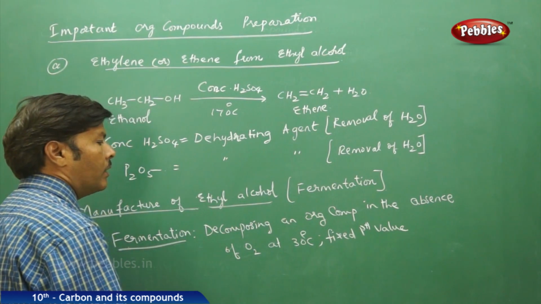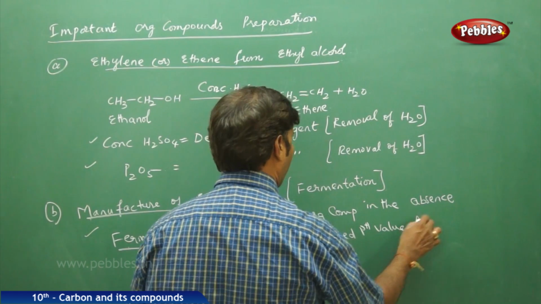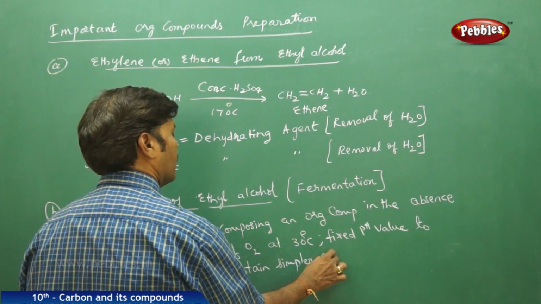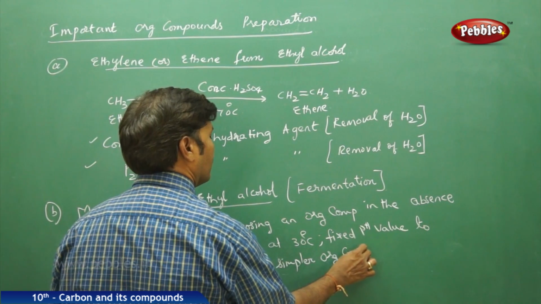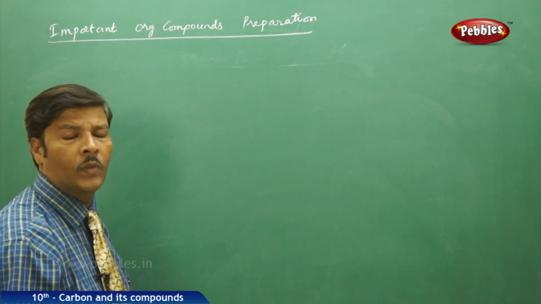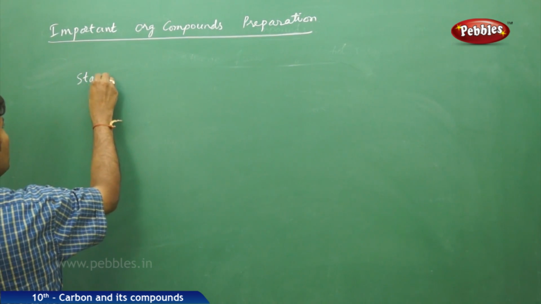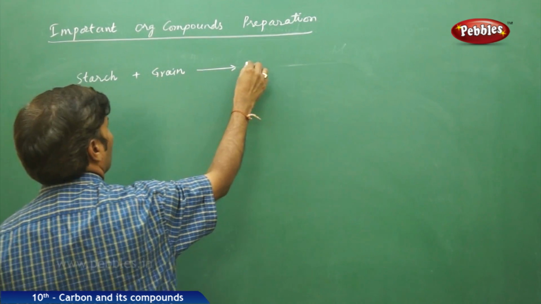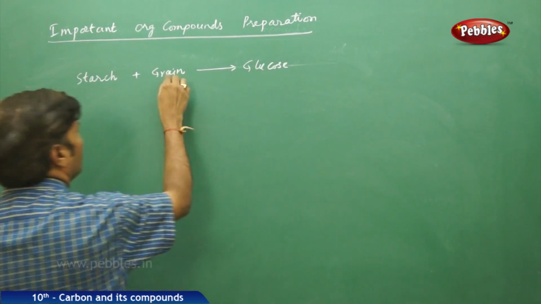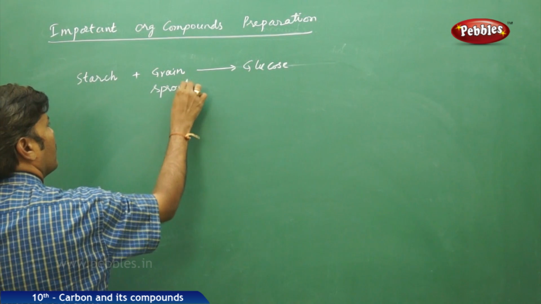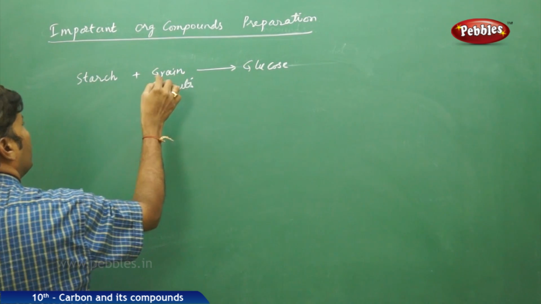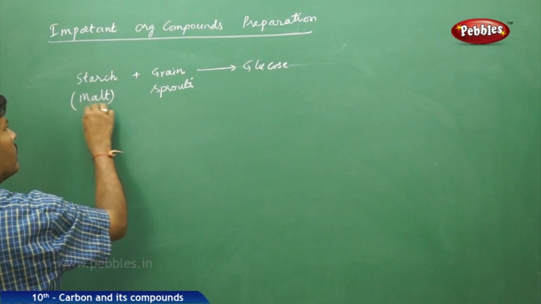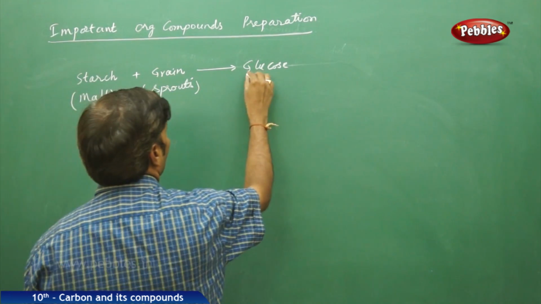The decomposition to obtain simpler organic compounds is simply called fermentation. So if you go for starch plus grain, it gives glucose. When you say grain, it is sprouts, and grain is malt. Starch is malt plus sprouts, which gives glucose. Glucose is a carbohydrate.